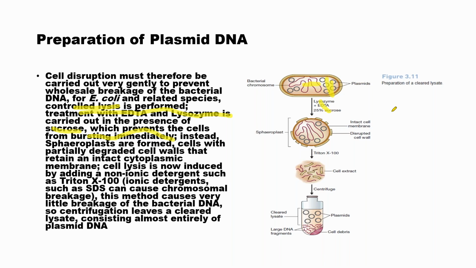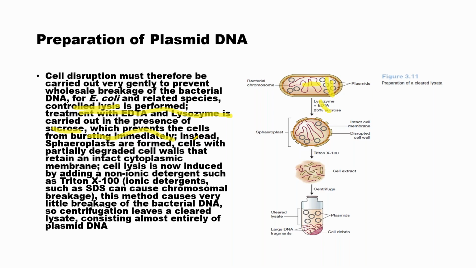Why are we adding 25% sucrose here? If we are using only EDTA and lysozyme, there is a possibility that the bacterial cell wall will burst open immediately, so that the chromosomal DNA will be broken up, and then it will be difficult for us to separate it, even though it is larger than the plasmid DNA. Here we are going for controlled conditions. We are gently breaking the cell wall. That's why we are adding 25% sucrose. Treatment with EDTA and lysozyme in the presence of 25% sucrose will permit gentle opening of the cell wall.